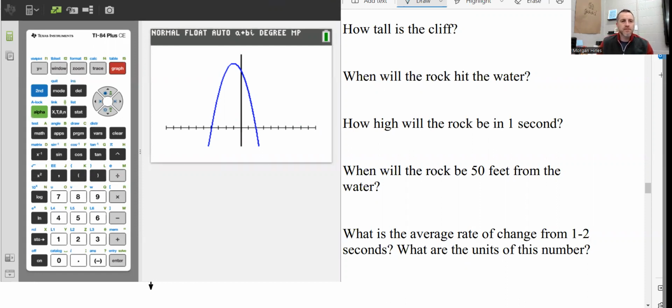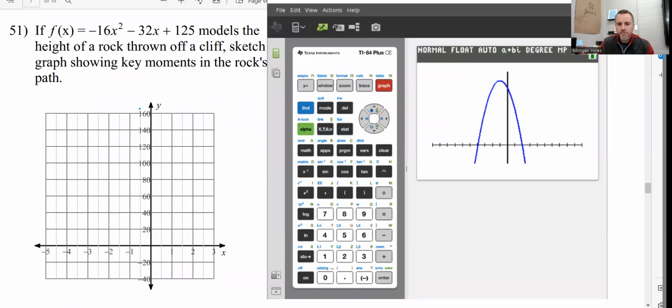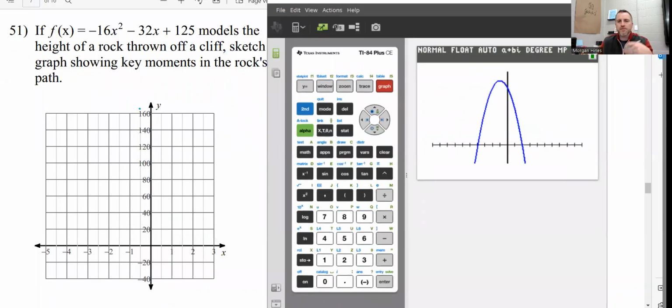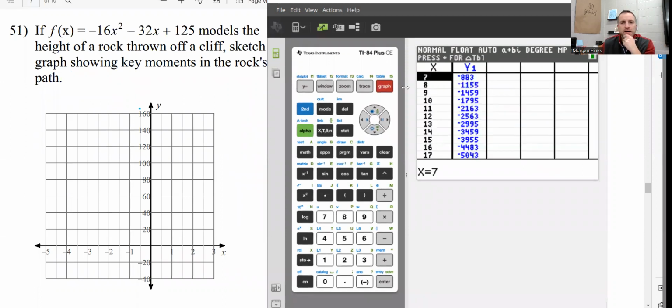Generally speaking, when you have a situation like something being thrown off of something else, the moment that the function starts to work is that moment where x is equal to 0. So that's the y-intercept. So where does it cross that axis? If you hit second, graph, you'll see that x is 0 when y is equal to 125.